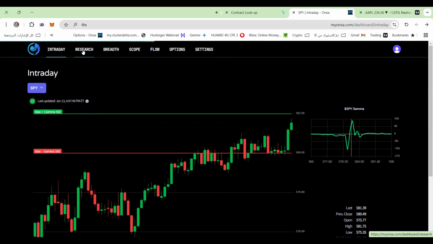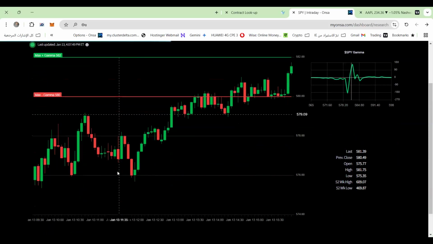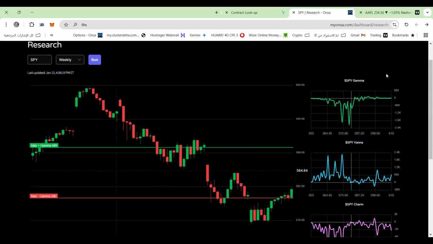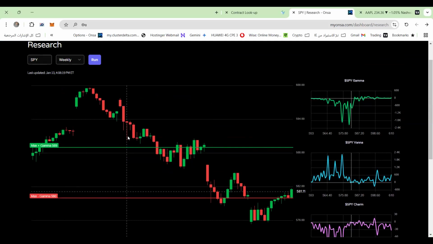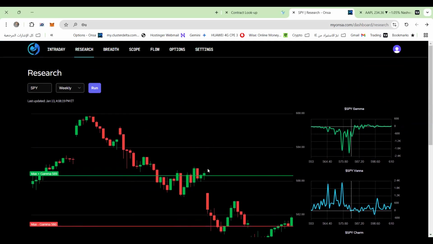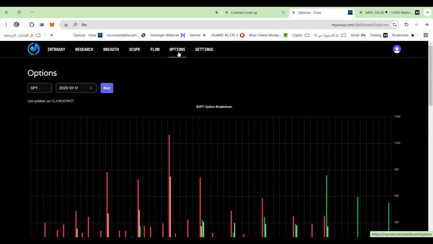And then we go to research. Research is the same here. What we can see is that we have the gamma here, also with charm and vanna, and this is something else. Again, these are the tools that we have had since two years ago. And then a scoop, which I will describe later. What I'm concerned about right now, and want to explain, is the options. Options here has very, very useful things to share.